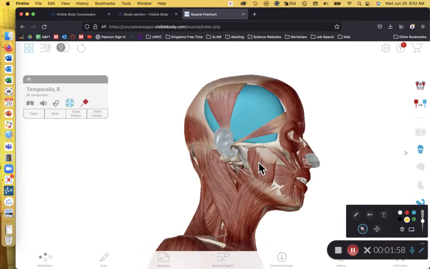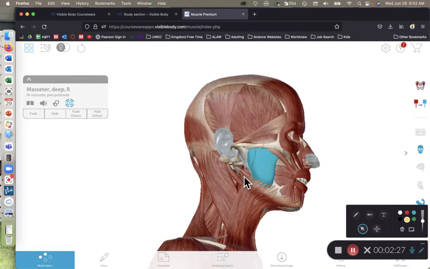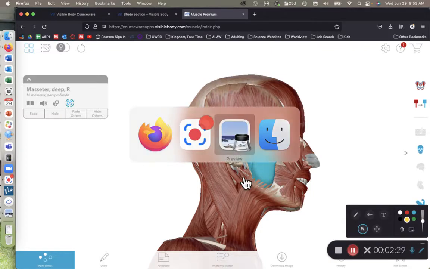As we look at the masseter, it's the muscle of mastication. In Visible Body, we have a superficial and a deep masseter. So if we have these highlighted, we can either have just the superficial masseter highlighted, or we might highlight with a multi-select and show both masseters highlighted. We don't want you to differentiate between superior and inferior, superficial or deep. We just want you to collectively know them as the masseters.